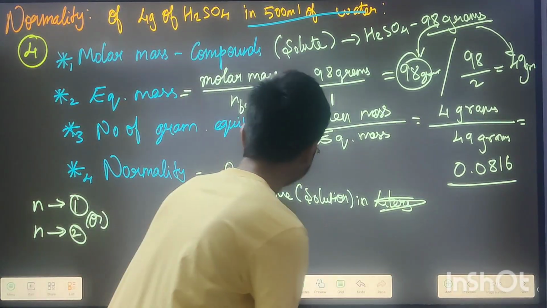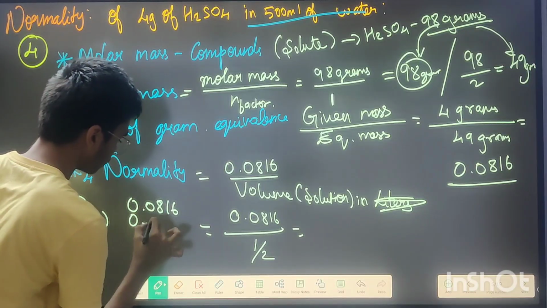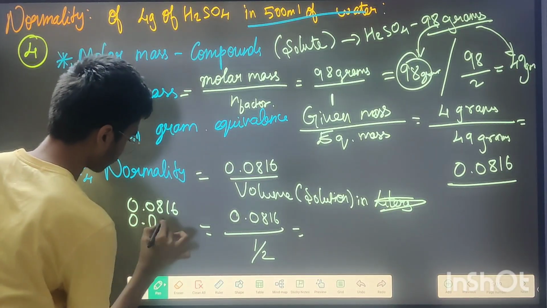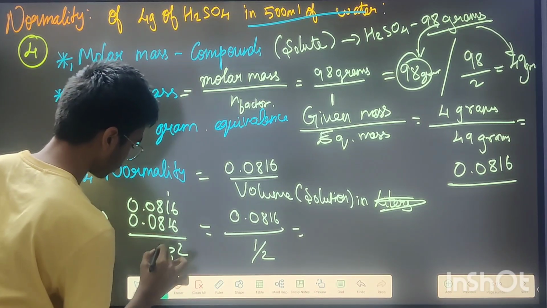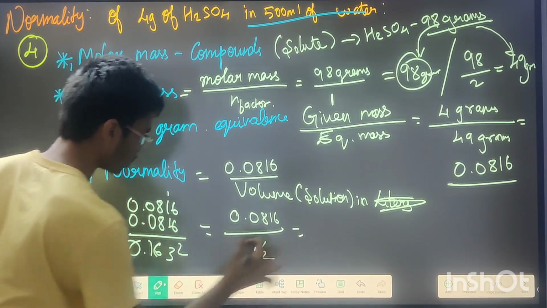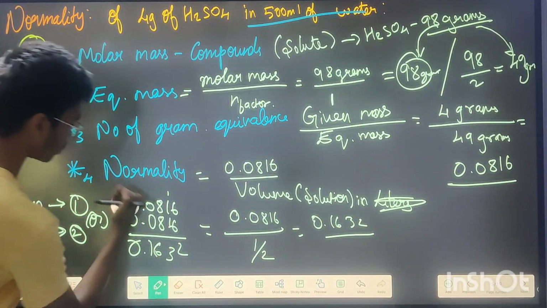No, I have not calculated that one. So then just double of this value is going to be... I'm not going to multiply this, just double it. So then it is... Okay, so it is going to be 0.1632.